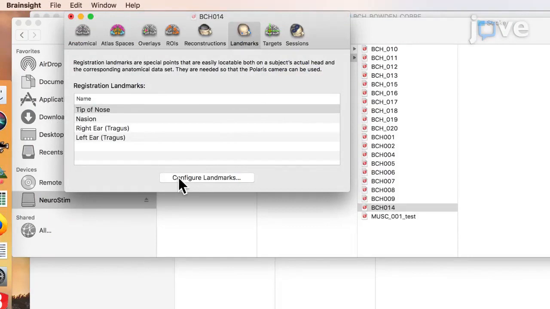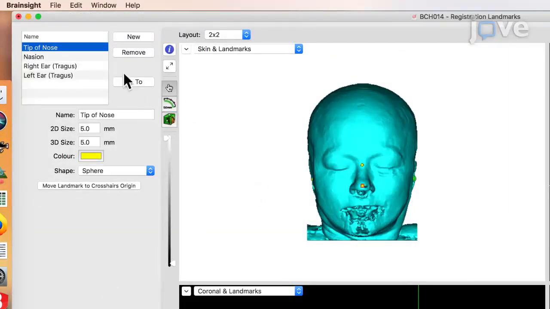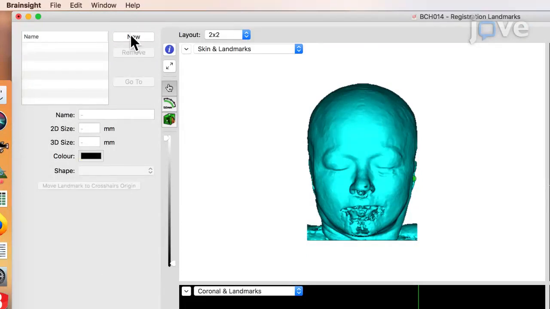Identify 4 anatomical landmarks using the skin model, including the tip of the nose, nasion, and supratragic notch of the right and left ear.